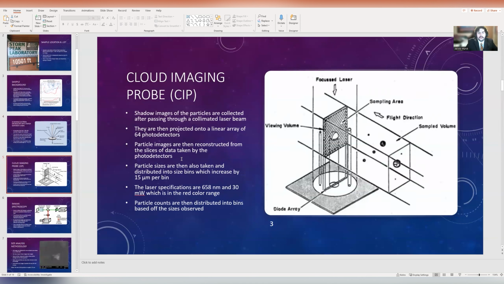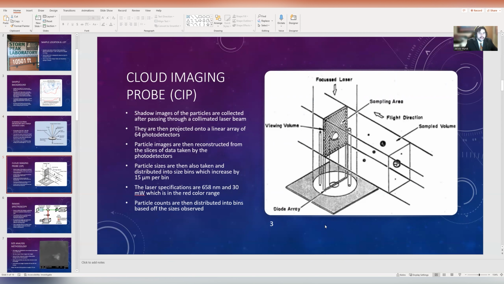We have our cloud imaging probe. How the cloud imaging probe works is the shadow images of the particles are collected after passing through a collimated laser beam. They are then projected onto a linear array of 64 photodetectors. The particle images are then reconstructed from the slices of data that these photodetectors have. Then these particles are thrown into bin sizes, so anything below 15 microns gets thrown into the below 15 microns bin.